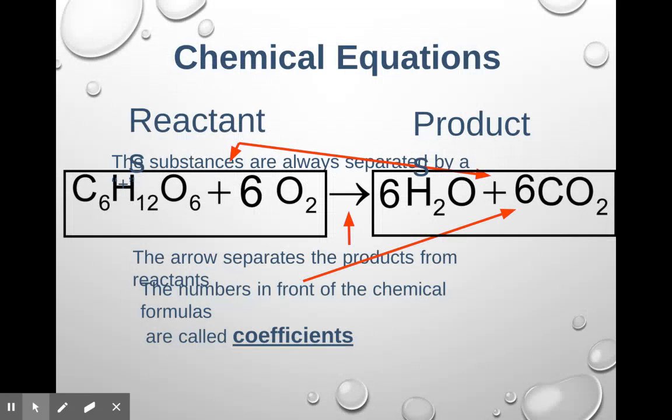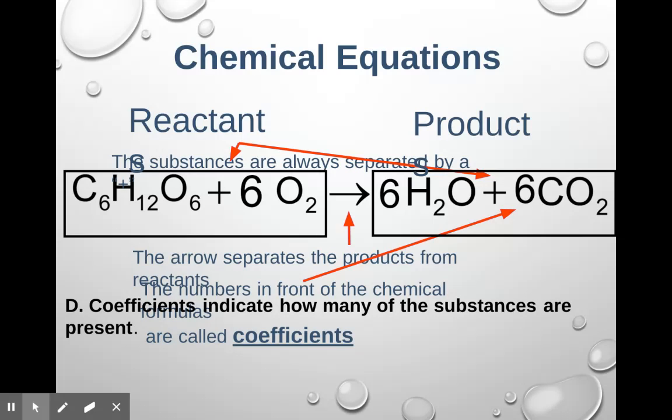In chemical equations, the reactants are on the left side while the products are on the right side. The substances are always separated by an arrow, so this arrow separates the product and the reactant. The numbers in front of the chemical formulas are the coefficients, and these coefficients multiply through. So 6 times 2 would be 12 hydrogens, 6 times 1 would be 6 oxygens. The subscript tells us how many atoms are located in this molecule, and the coefficient 6 will multiply them. The arrows separate the substances, the molecules, from each other.